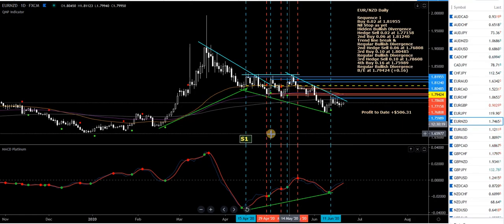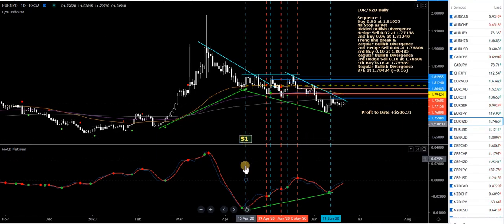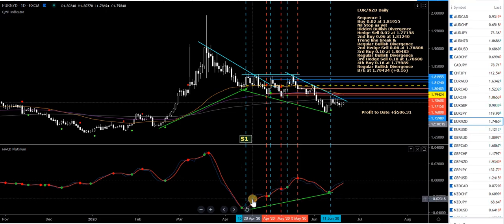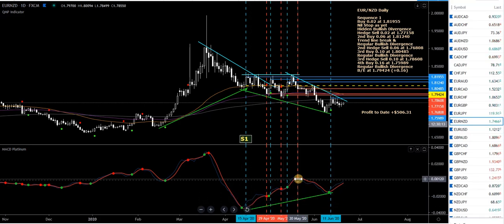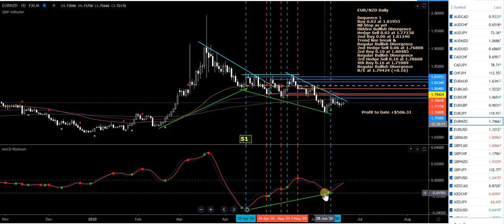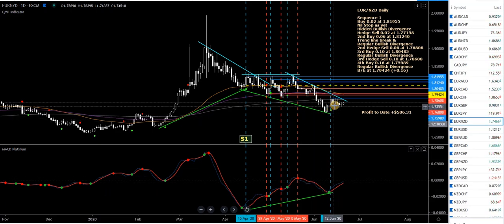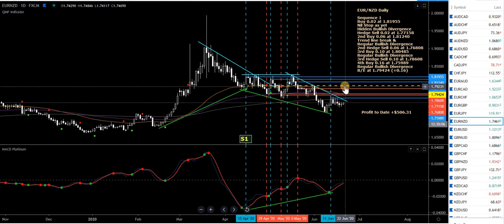Euro New Zealand, not so right. We're sort of in one sequence. The MACD Platinum's nearly stable. It just popped up above the 0 level there, but straight back down. Trying to get up to this yellow line here.